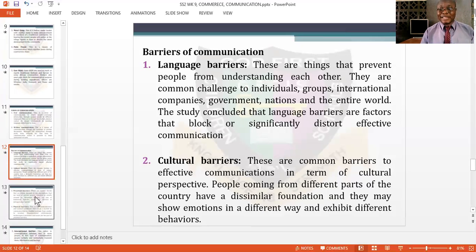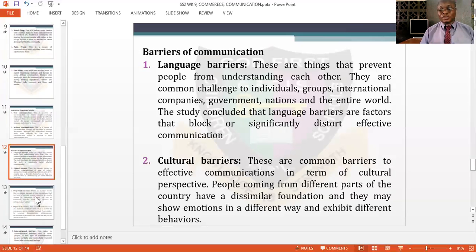So these are things that prevent people from understanding each other. They are common challenges to individuals, groups, international conflicts, government, nations, and the entire world. The study concluded that language barriers are factors that block or significantly distort effective communication. The second one is cultural barriers. These are common barriers to effective communication in terms of cultural perspective. Yes, Yoruba culture is different from Hausa and different from Igbo culture. So they are not the same thing.